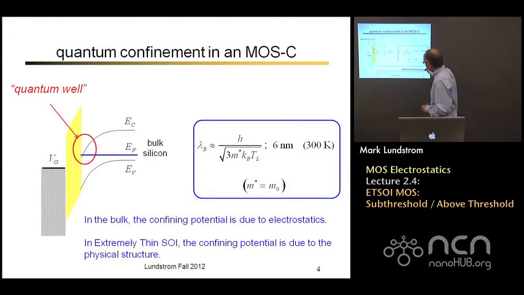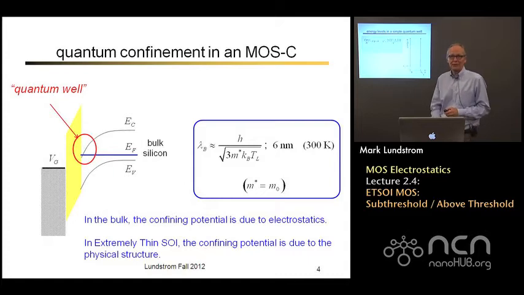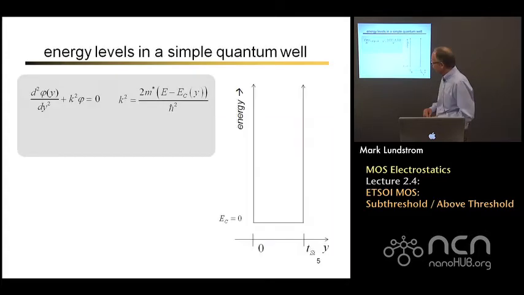So in a bulk MOSFET, this potential well is created by electrostatics. In an extremely thin SOI structure, the potential well is the extremely thin silicon layer itself, and the oxide layers on the top and the bottom are very high potential energy barriers that confine electrons in that physical structure. So in both cases, we have a potential well, we just have different shapes of potential wells.